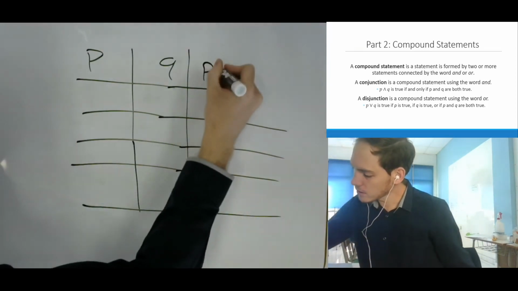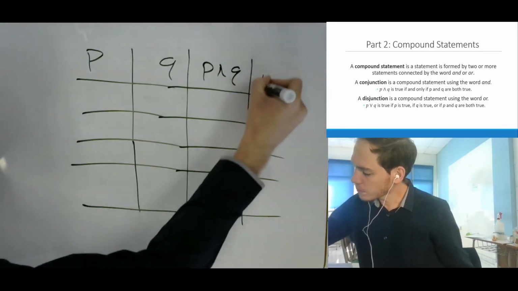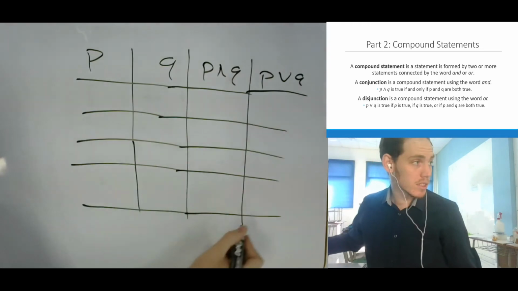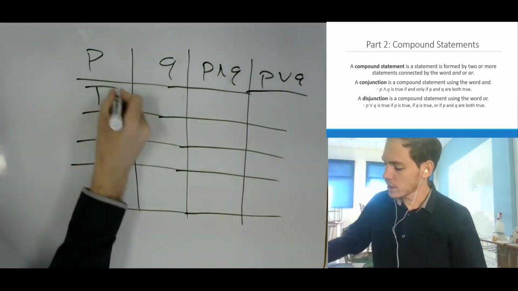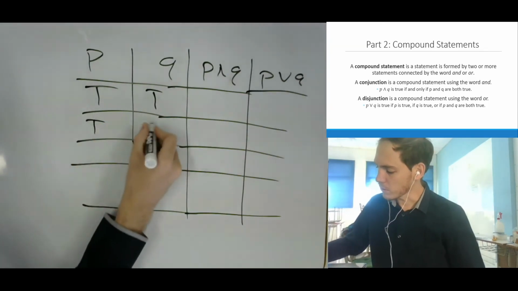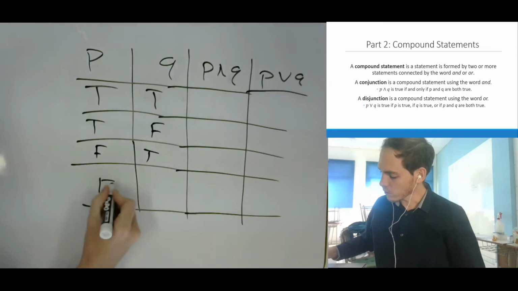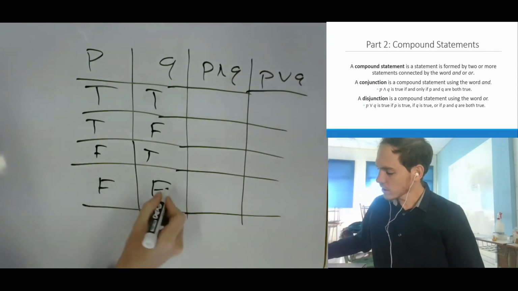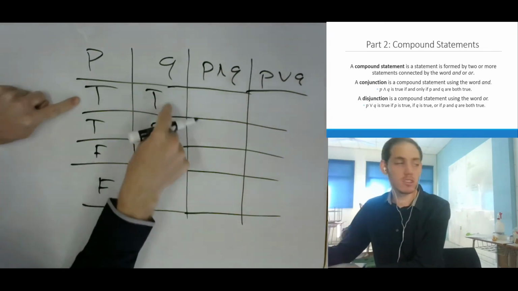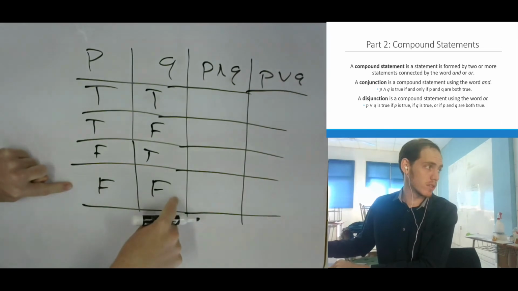So P and Q, and P or Q. I hope you can see all that. This would be true and this is true; true, and this could be false; this could be false and this could be true; or this could be false and this could be false. There are 4 possibilities: both true, one true and one false, one false and one true, and both false.